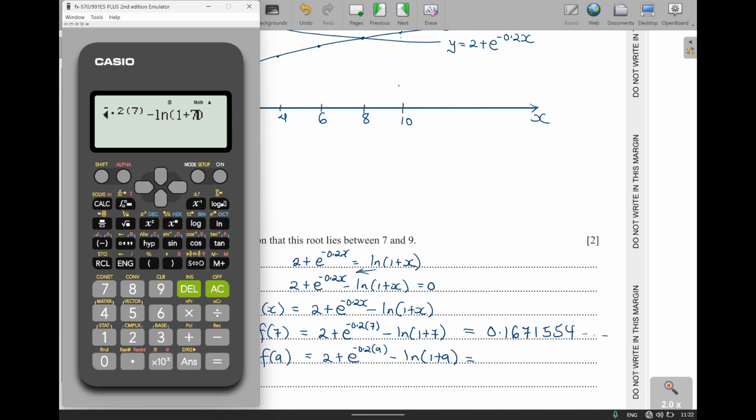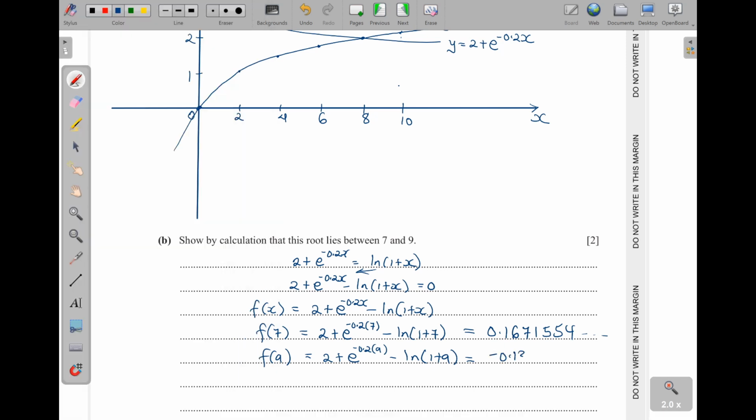Let us now go and change the 7 to a 9. And now we are having a negative 0.13728, and the rest. So there is a change of sign.